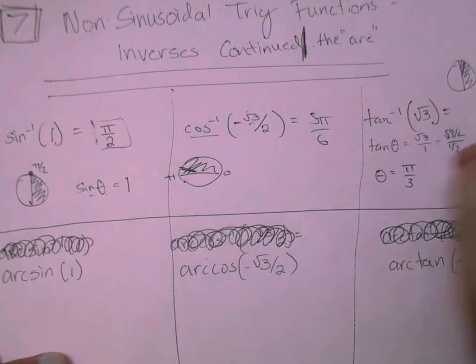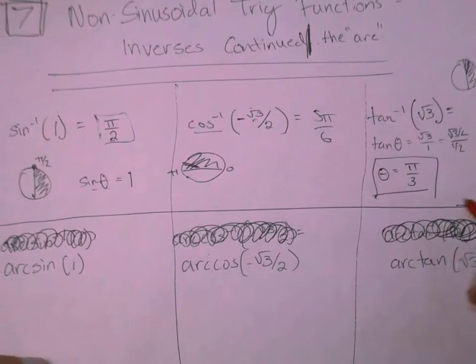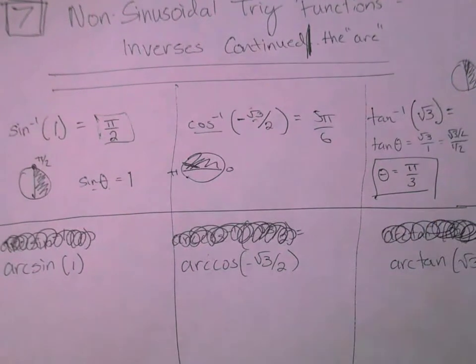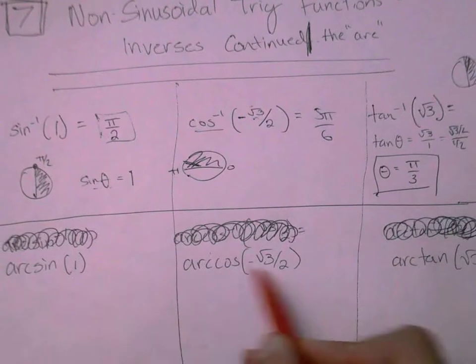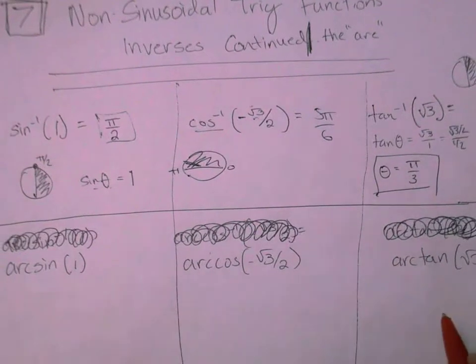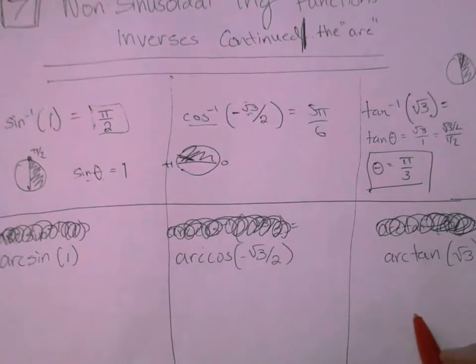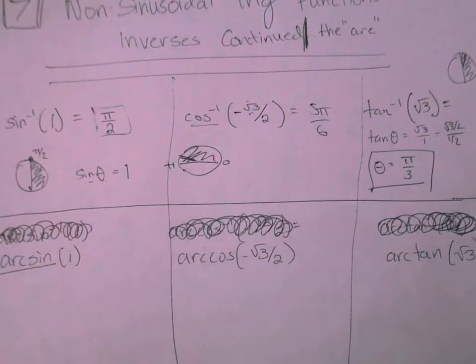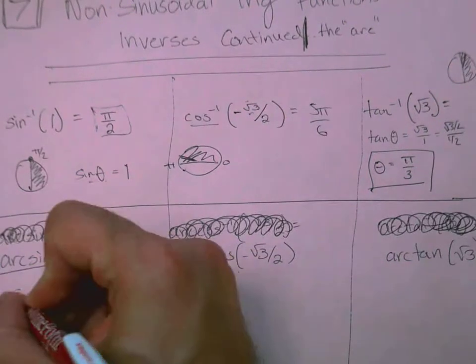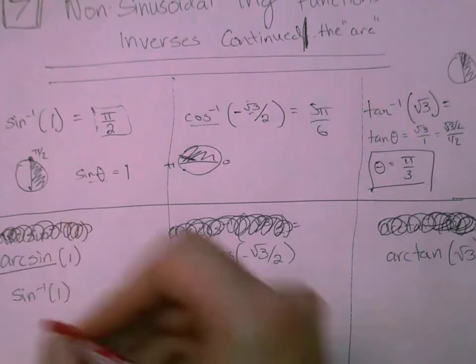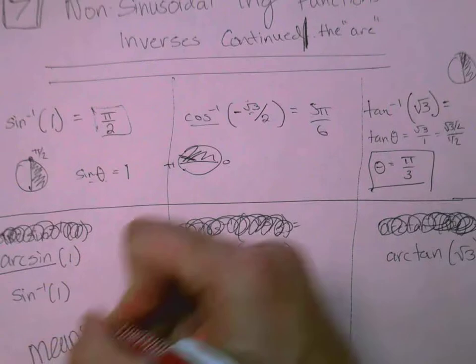Okay, let's move on. So pause everything, get everything down. Arcsine, arccosine, arctangent. Guess what they are? Nothing crazy. Arcsine is another way to write sine inverse. It means the same thing.